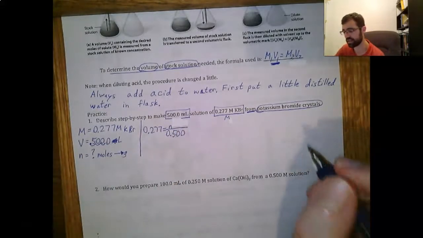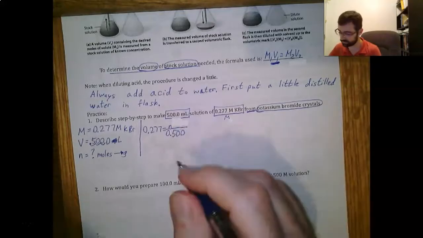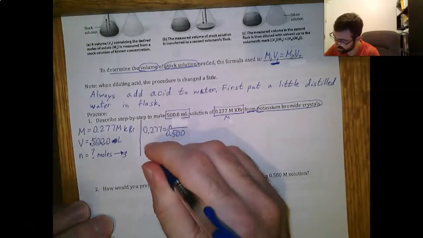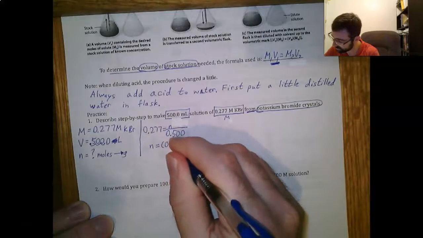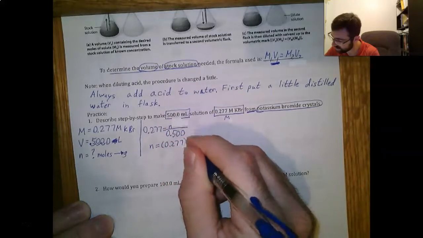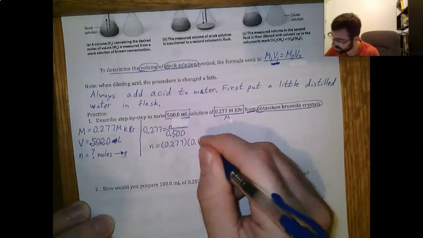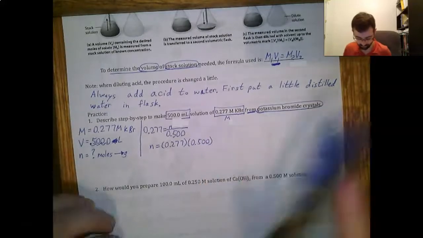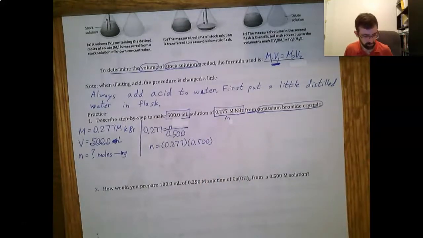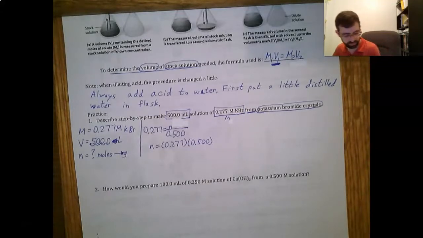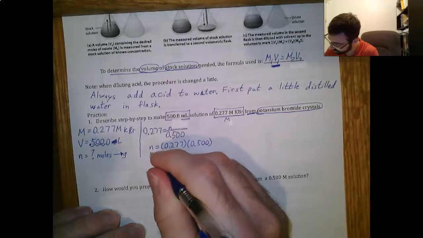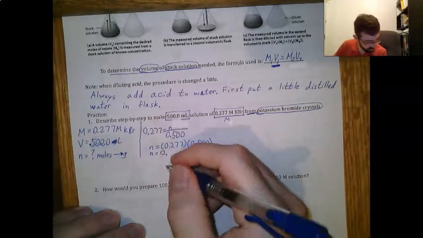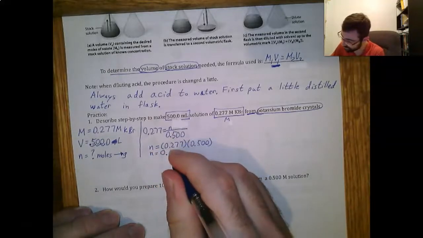Now I want to rearrange and solve for n. So n equals 0.277 times 0.500. 0.277 times 0.500, and I get 0.139 moles. 0.139 moles.